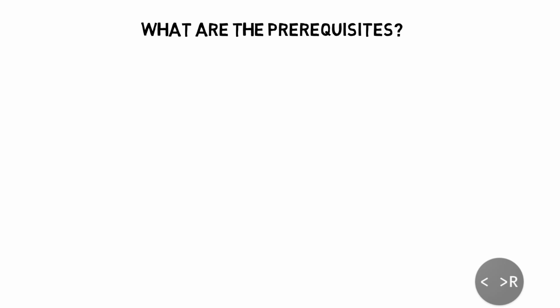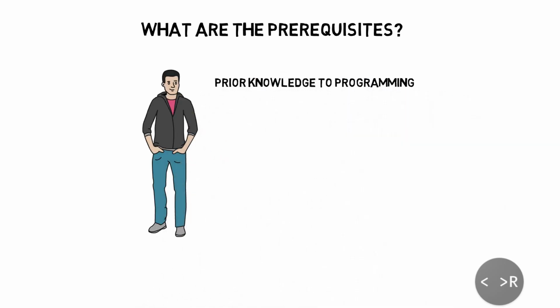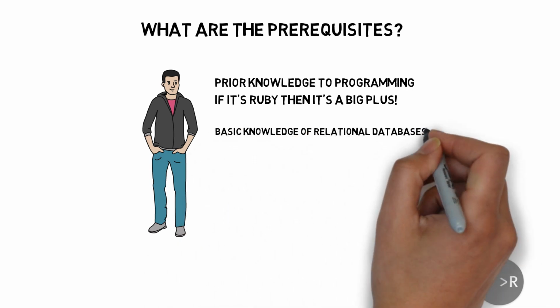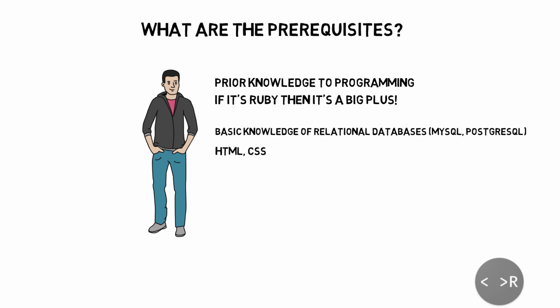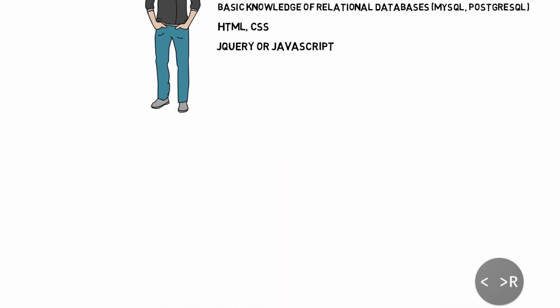What are the prerequisites? You should have prior knowledge of programming. And if it is Ruby, then it is a big plus. Basic knowledge of relational databases, HTML, CSS, jQuery or JavaScript. This is pretty much everything which will help you in getting on board with Ruby on Rails.